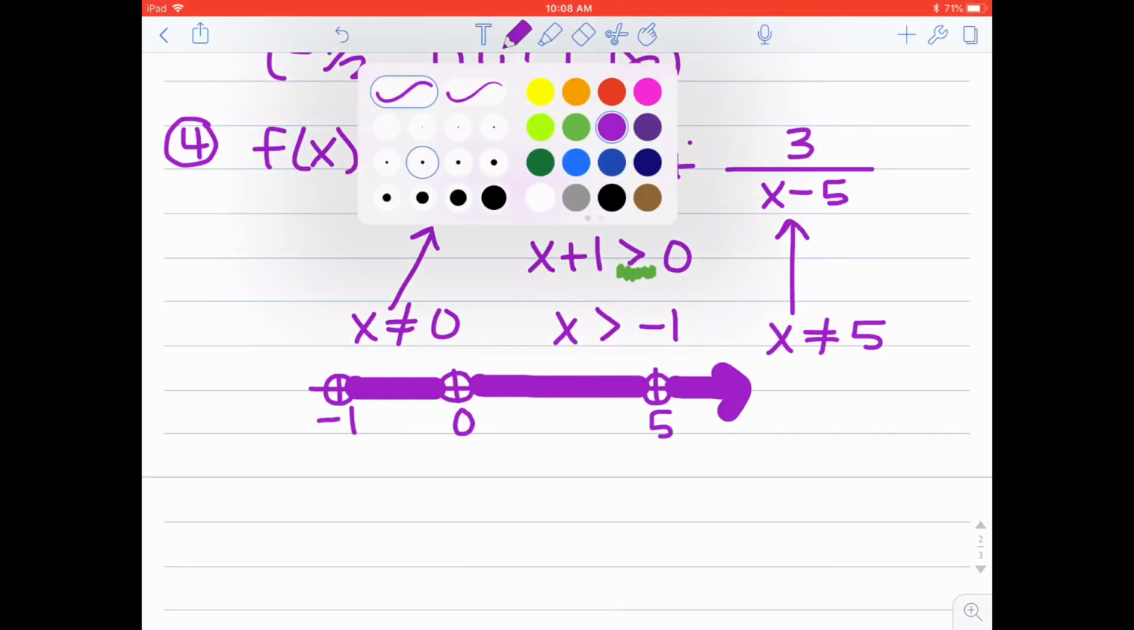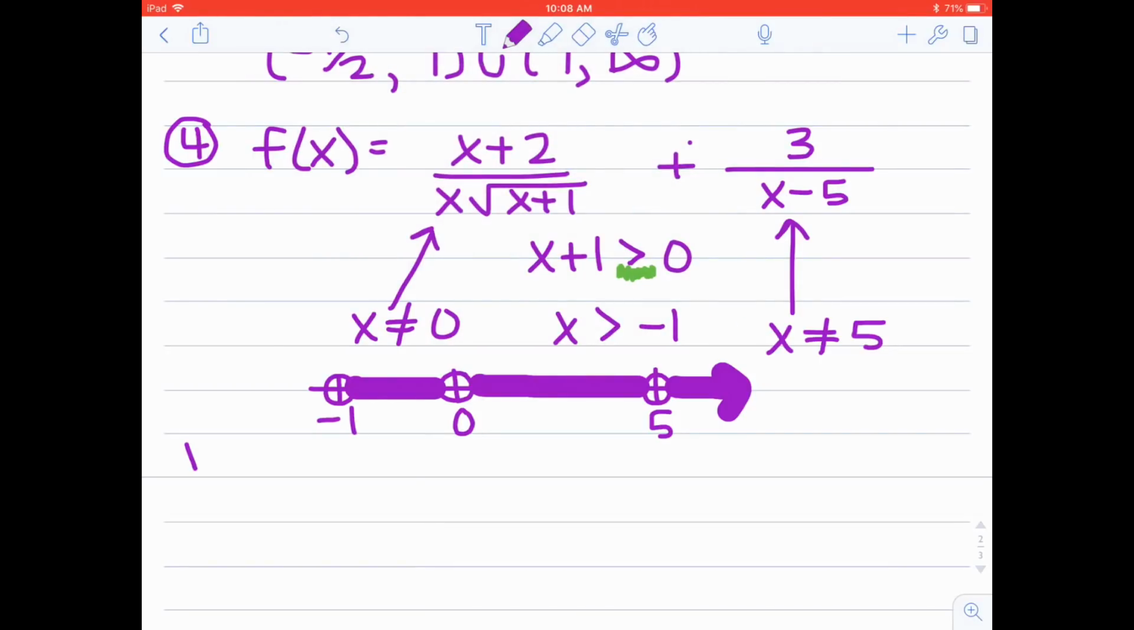So that means that our domain is going to be from negative 1 to 0, from 0 to 5, and from 5 to infinity.